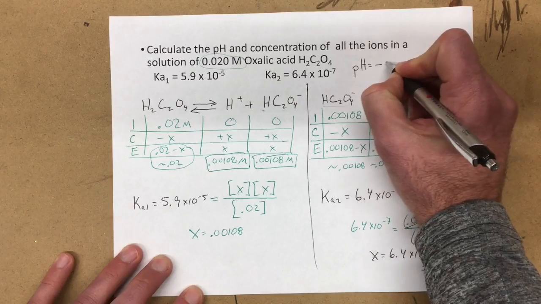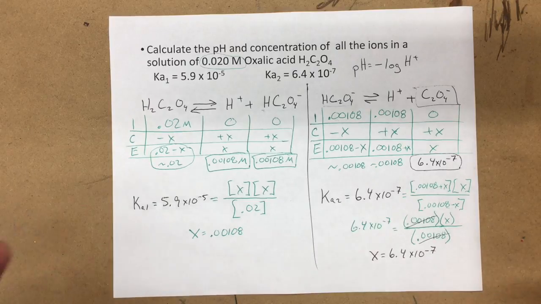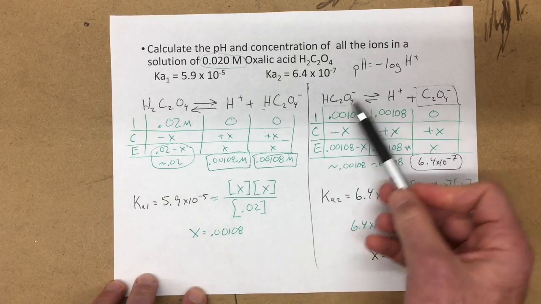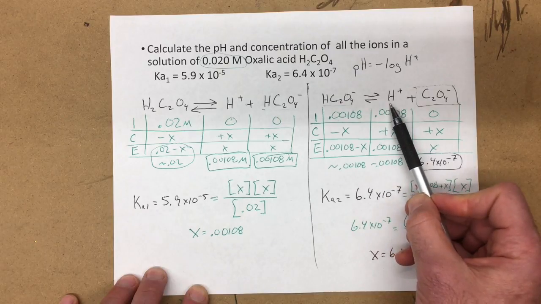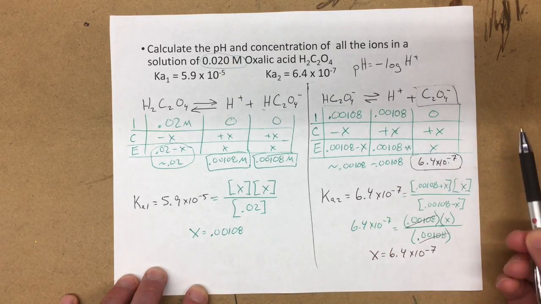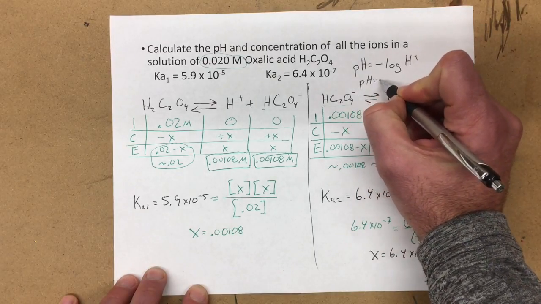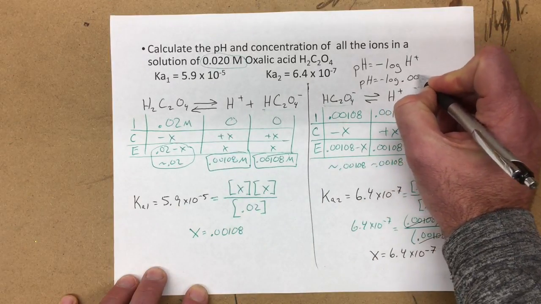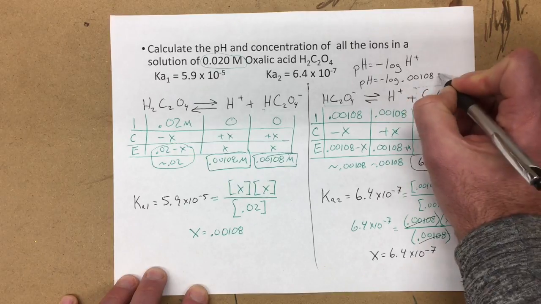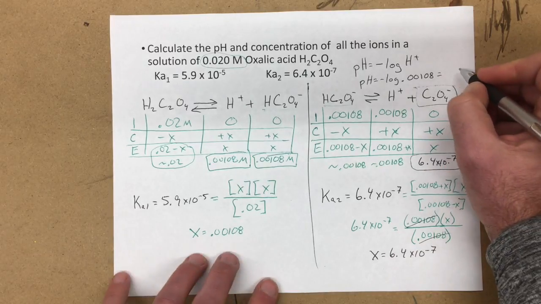So pH is equal to negative log of hydrogen concentration. And so if we only wanted to find the pH, we could have just stopped here. The only reason we did this second ice table was to find the concentration of this conjugate base at equilibrium. The loss of the second hydrogen doesn't happen very much. So it doesn't really have much of an effect on your pH. So the pH is equal to negative log of the hydrogen concentration, 0.00108. And so our pH ends up being 2.96.